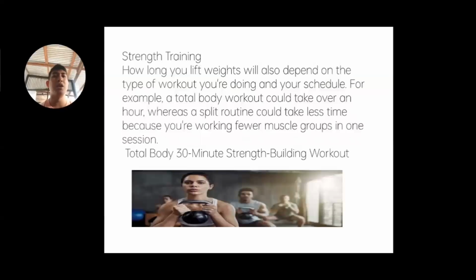For strength training, how long you lift weights will also depend on the type of workout you're doing in your schedule. For example, a total body workout could take over an hour, whereas a split routine would take less time because you're working fewer muscle groups in one session. Total body 30 minutes, 10 minutes workout. So how long we lift weights also depends on the type of workout we're doing in our schedule. For example, we do this type of workout for our chest, our biceps, our triceps, or leg workout.